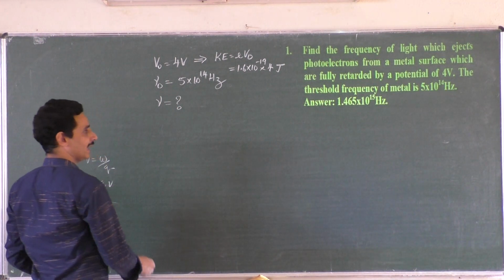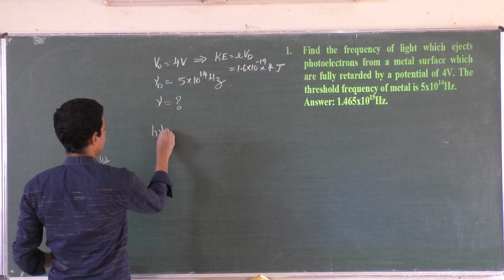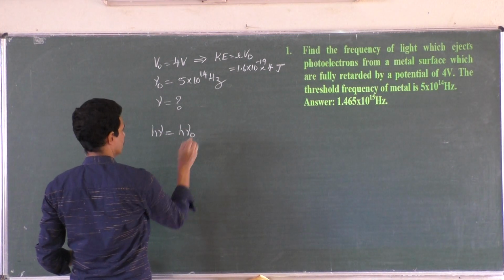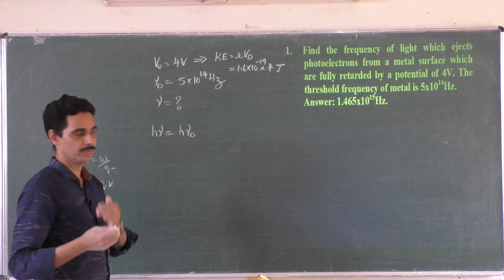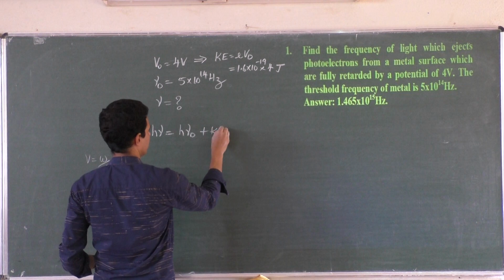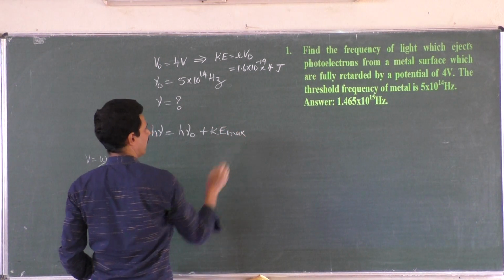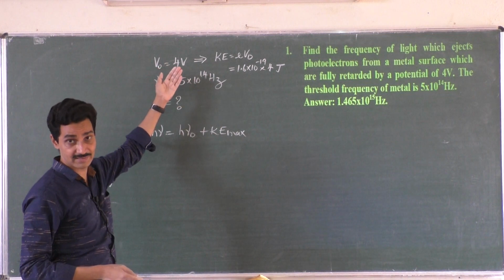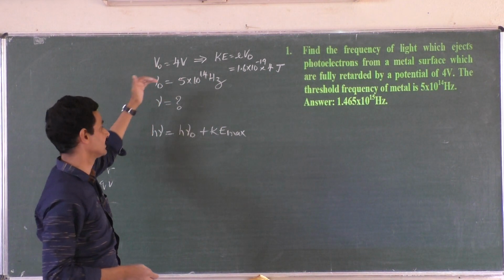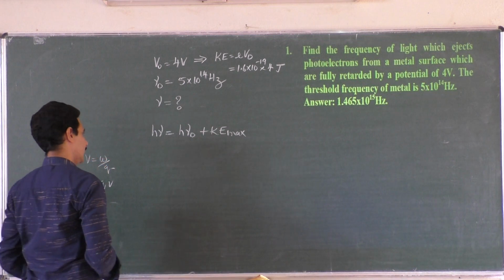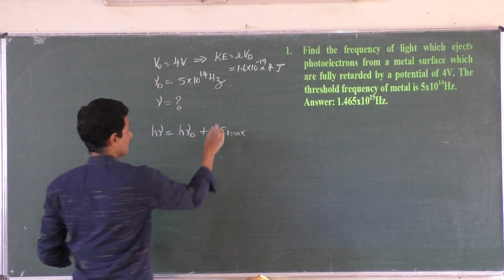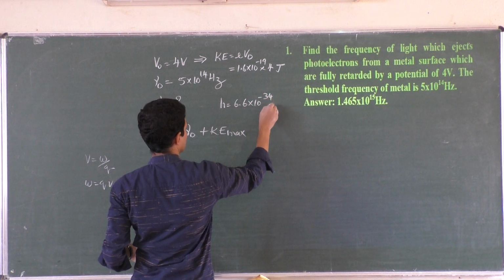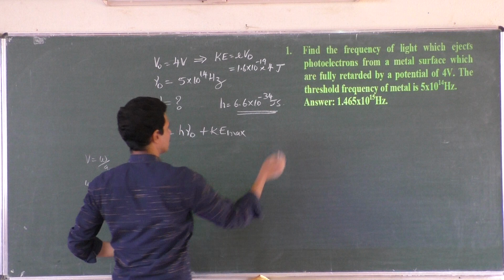Okay, write Einstein's formula. Incident energy h nu equals work function h nu naught, the energy to remove, plus maximum kinetic energy. Maximum kinetic energy of photoelectrons, of course, is itself, because 4 volt can stop the fastest electron, which means that itself is the highest kinetic energy. And h is Planck's constant, you must know all these things, 6.6 into 10 to the power minus 34 joule second, that is the Planck's constant value.